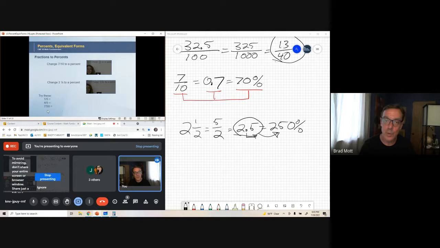Would you guys like me to work any of these problems converting 1/5, 4/5, and or 7/50 into a percent?